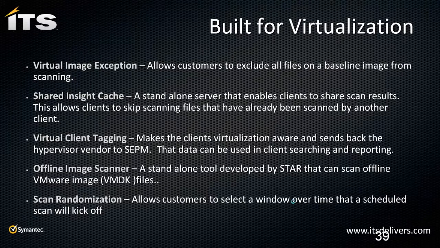A couple of awesome things stand out on this slide, and I'll give you just a second to read it. Virtual image exception: I can build my gold or my baseline image, and then we can exclude all of those files. I can build a shared insight cache, which allows all of my servers to share those scan results. Virtual client tagging makes the clients aware. We'll talk about these a little bit. Offline image scanner, and then the ability to randomize the scan.